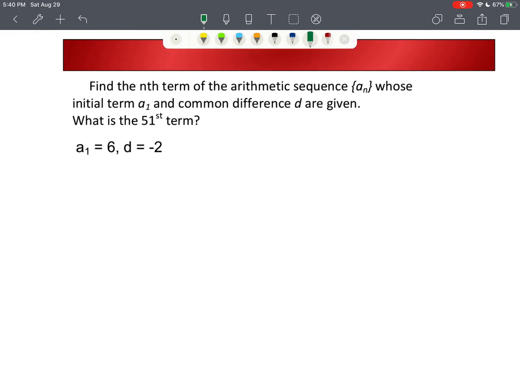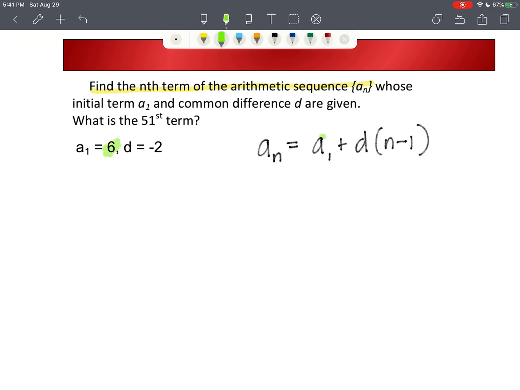Okay, we want to find the nth term of the arithmetic sequence A sub n whose initial term is a sub 1, the common difference d is negative 2, and then we want to find the 51st term. So we want to find the nth term of the arithmetic sequence. So that means we need to find a sub n equals a sub 1 plus d times the quantity n minus 1.